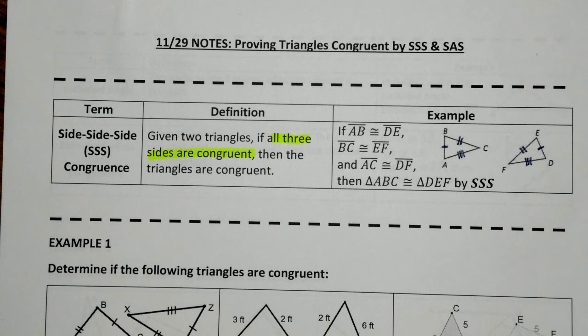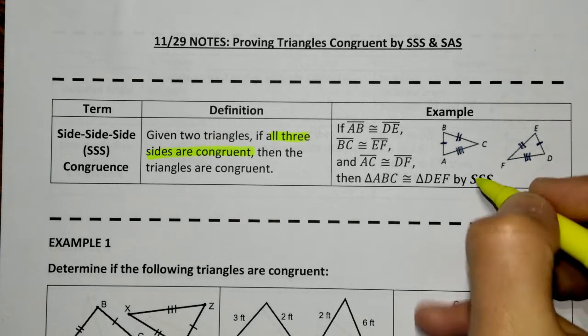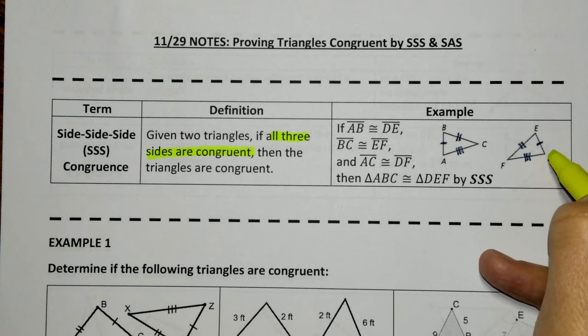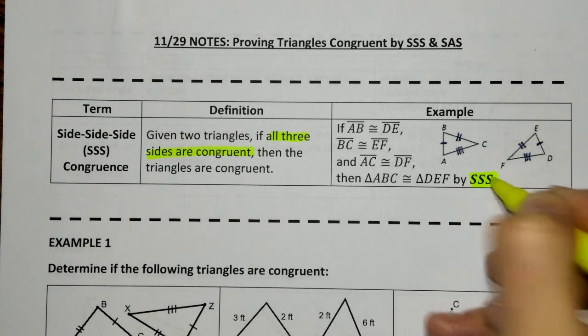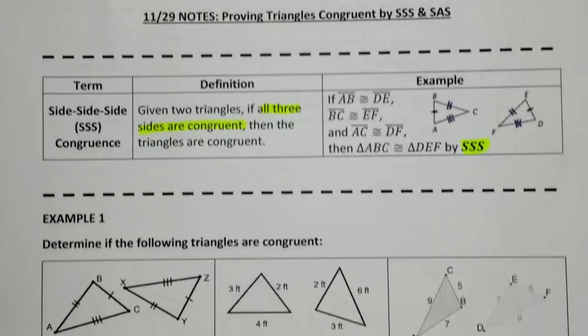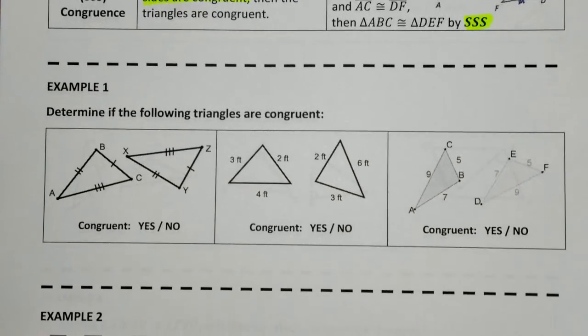So each corresponding side is congruent. Therefore, we have triangle ABC is congruent to triangle DEF by that side-side-side congruence. All three corresponding sides of each triangle are congruent. Therefore, we do have congruent triangles. This is just a set rule here.